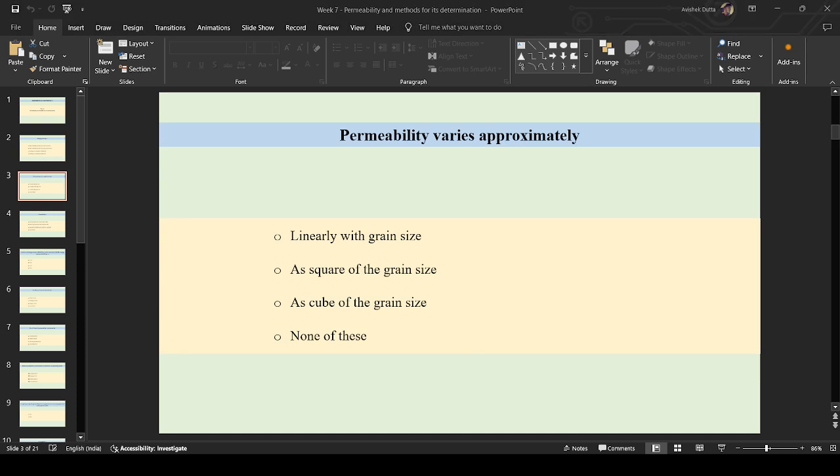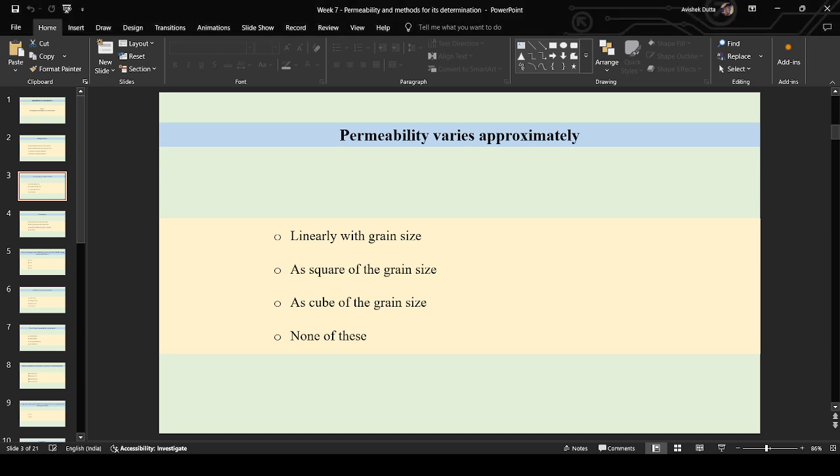is permeability varies approximately. Permeability varies approximately. First option linearly with grain size. Second option as square of the grain size. Third option as cube of the grain size. Last option none of these.